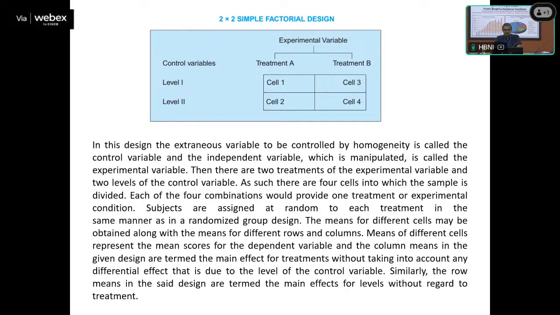Subjects are assigned at random to each treatment in the same manner as in randomized group design. The means for different cells may be obtained along with the means for different rows and columns. Means of different cells represent the mean scores for the dependent variable, and the column means in the given design are termed the main effect for treatments without taking into account any differential effect that is due to the level of control variable. Similarly, the row means in the said design are termed the main effects for level without regard to treatment. And this is the example of simple factorial design 2 into 2, with 4 cells.